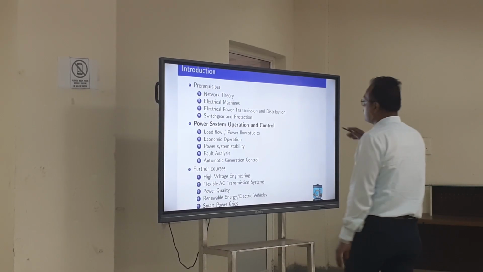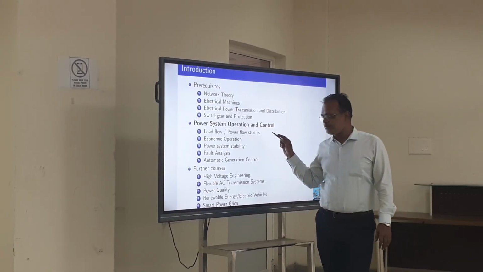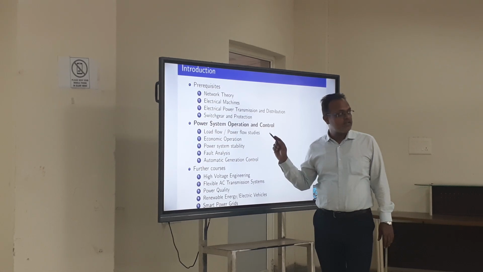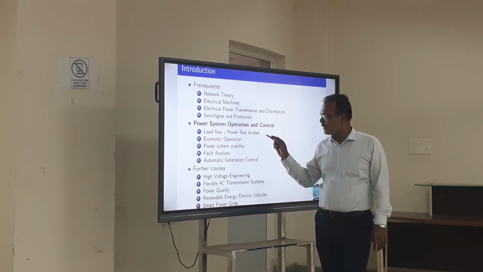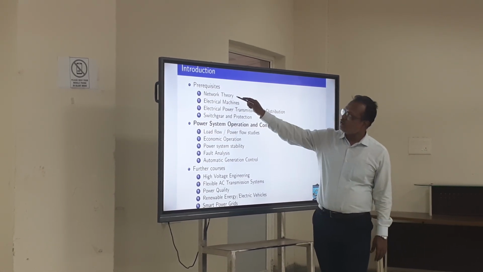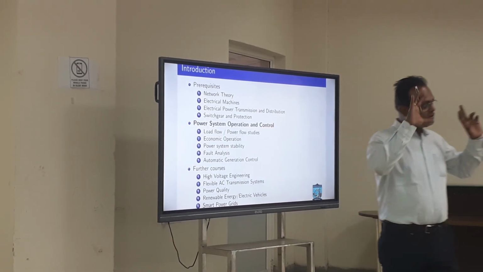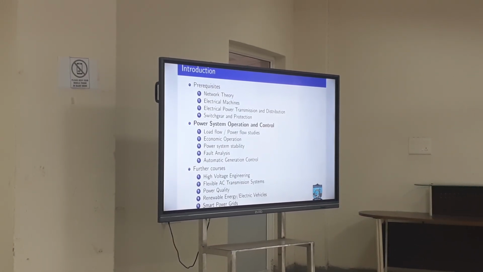the power system operational control. So these are 5 basic parts. When we say PSOC, in masters they study this as power system analysis. Okay, the first part is related to network theory, which is load flow and power flow studies. So how power flows in the whole power system grid. Okay, so that will be our topic for the first module.